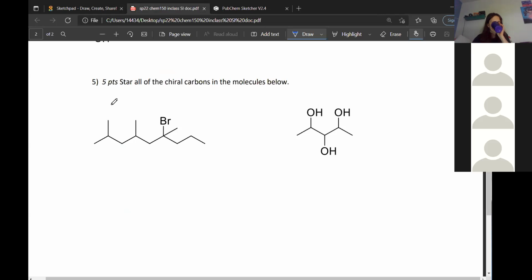So if a carbon has 2 methyls around it, it's not going to be chiral. It needs to have 4 different substituents. So I'm just going to go through each of these carbons and basically explain why they are or are not chiral.